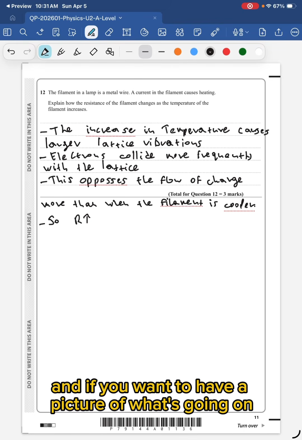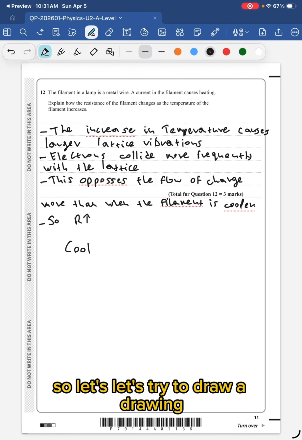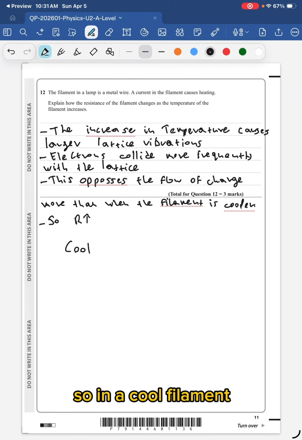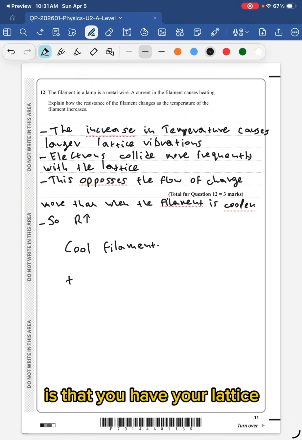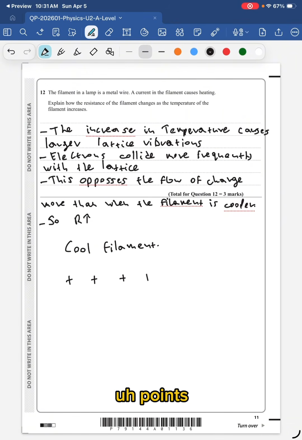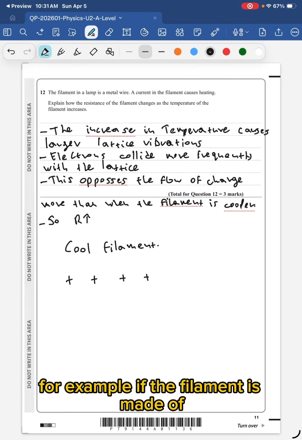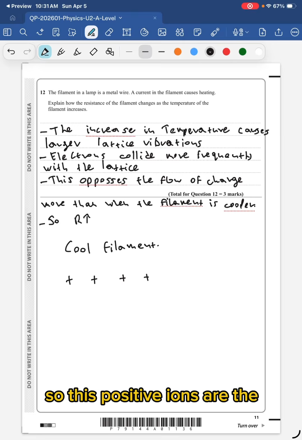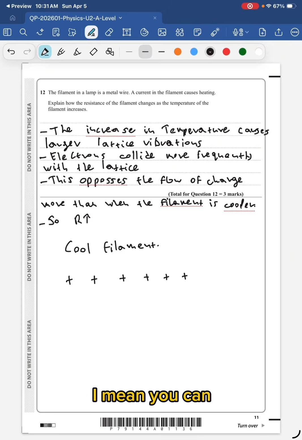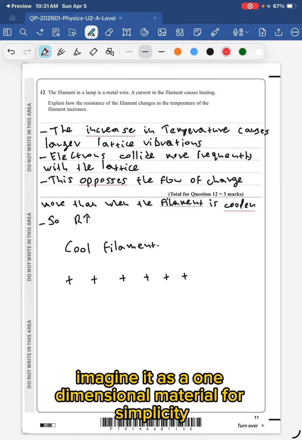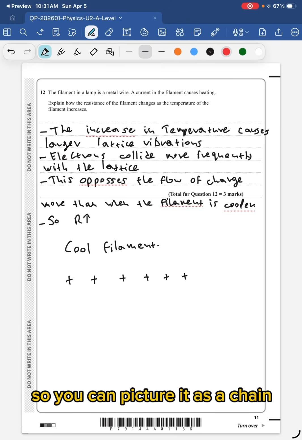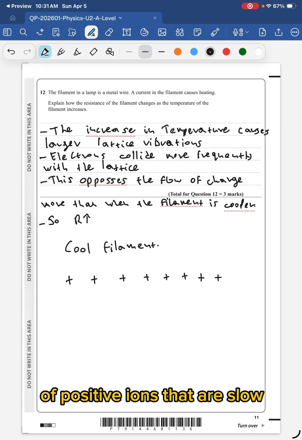Okay, and if you want to have a picture of what's going on, let's try to draw a drawing. So in a cool filament, what's going on internally is that you have your lattice points. When we say lattice, we mean, for example, if the filament is made of, I don't know, tungsten. Okay, so these positive ions, you can imagine it as a one-dimensional material for simplicity. So you can picture it as a chain of positive ions that are slow and in the center, right?